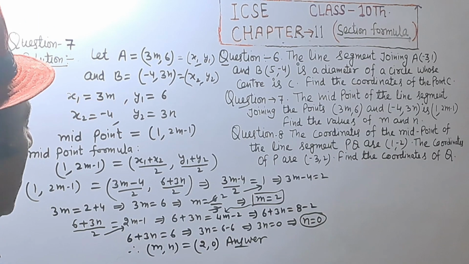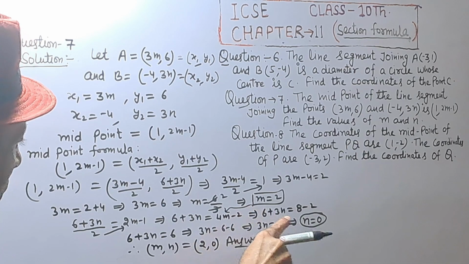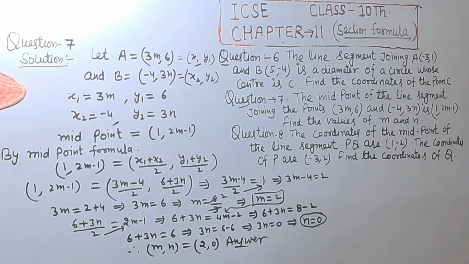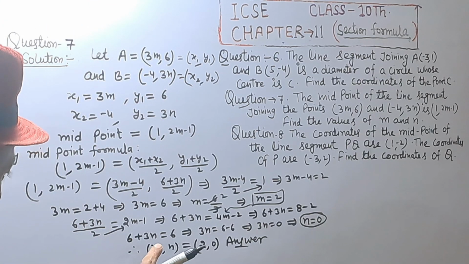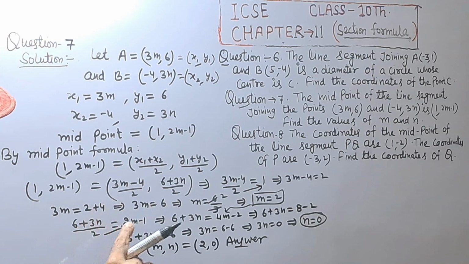And (m, n) is equal to, value of m is equal to 2 and value of n we get equal to 0. So answer. So m comma n is equal to 2 comma 0.